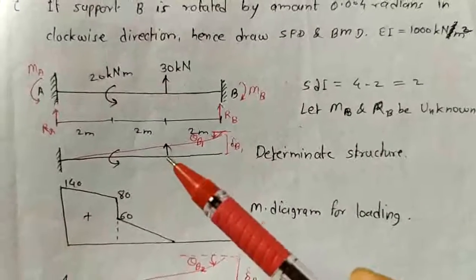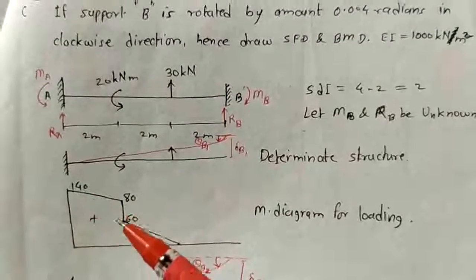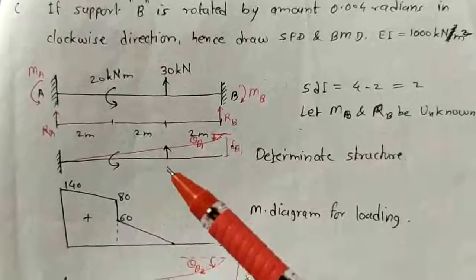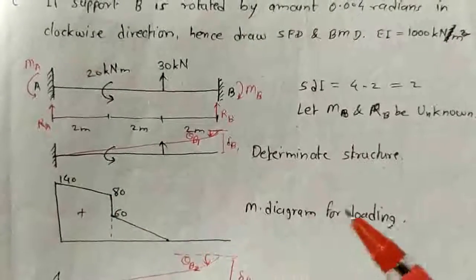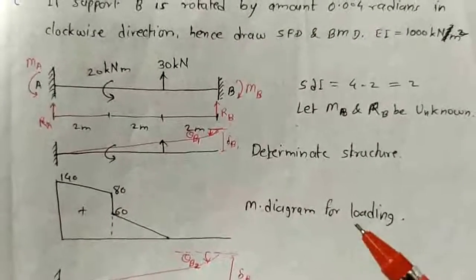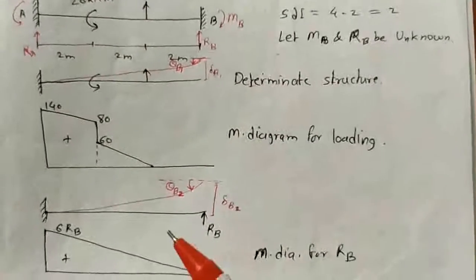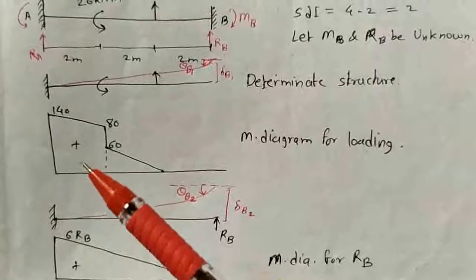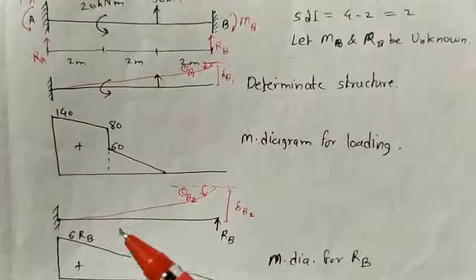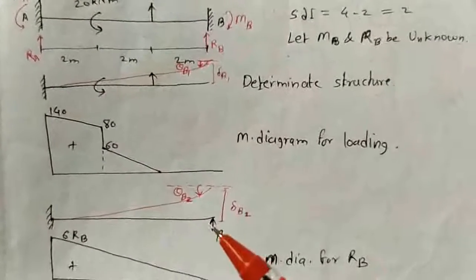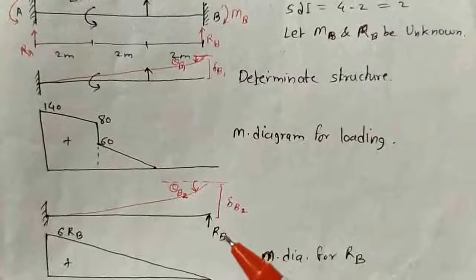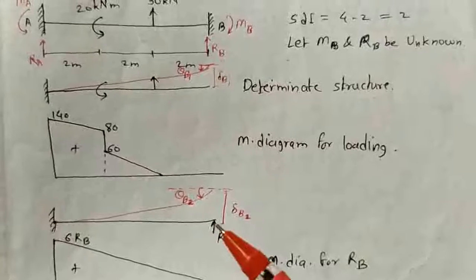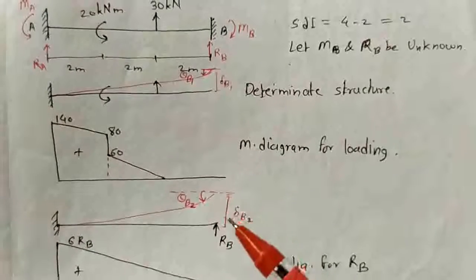For this I have drawn this bending moment diagram, that is the M diagram because of loading. Now next, come to the application of the unknown. Here I applied the unknown reaction RB at point B. Because of the application of RB, we are getting this displacement, that is delta B2.